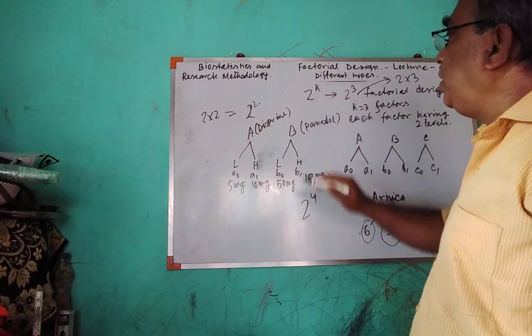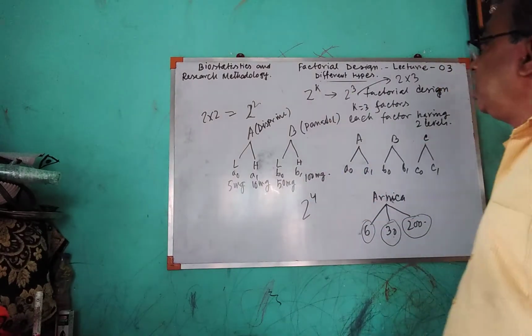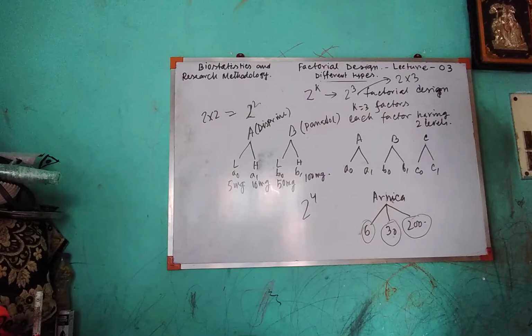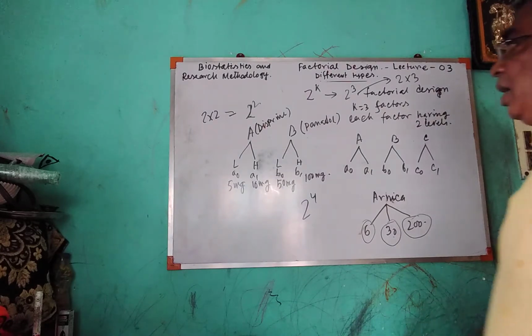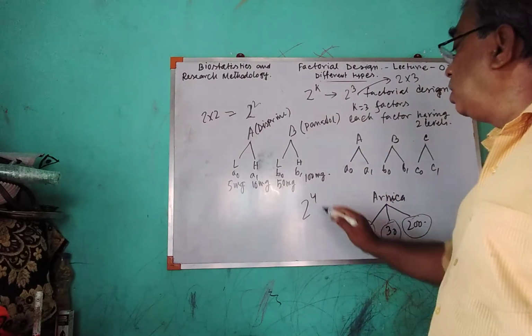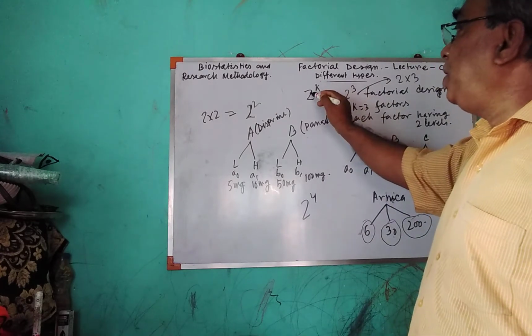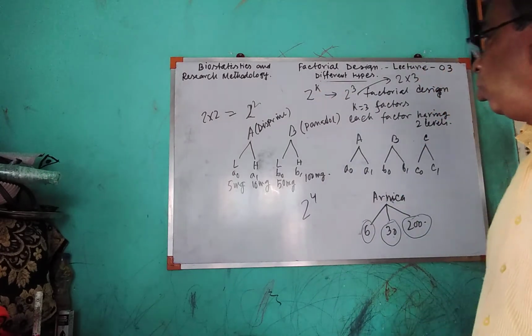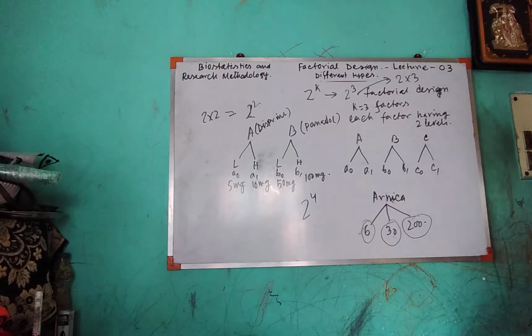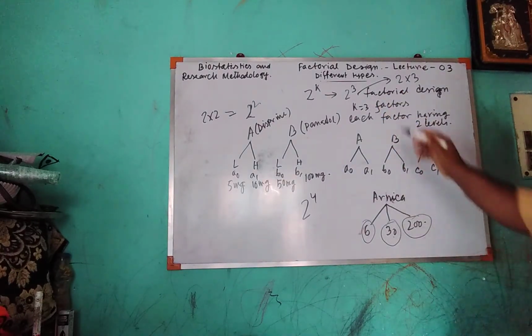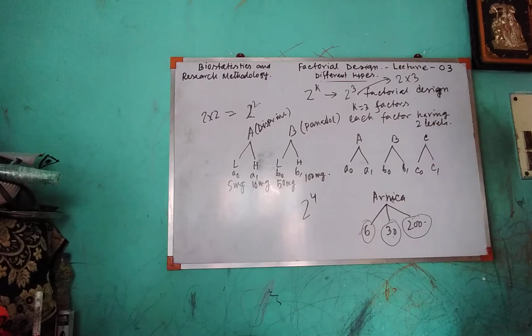2 to the power k means there are k factors, each factor having 2 levels. So in a 2 cube factorial design, there are 3 factors, each factor having 2 levels.